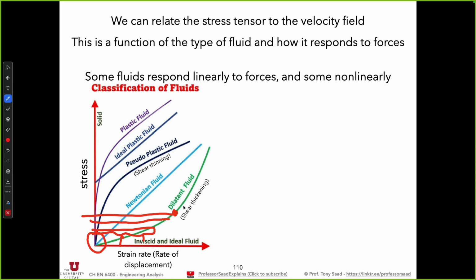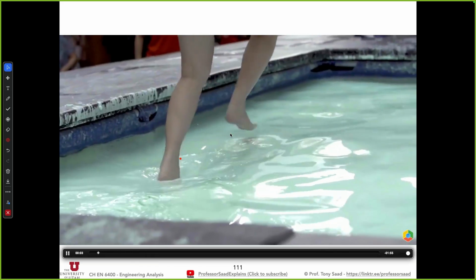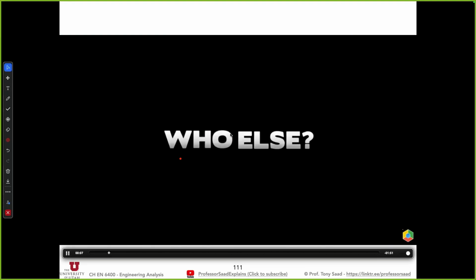Can you think of a fluid that does that? Like a really fancy, cool experiment that people have shown and that's taken the internet by storm. Okay, let me give you this example. Let me show you the movie. Have you seen this movie?